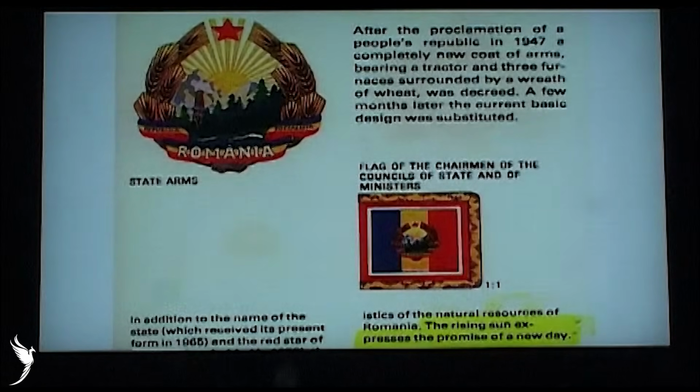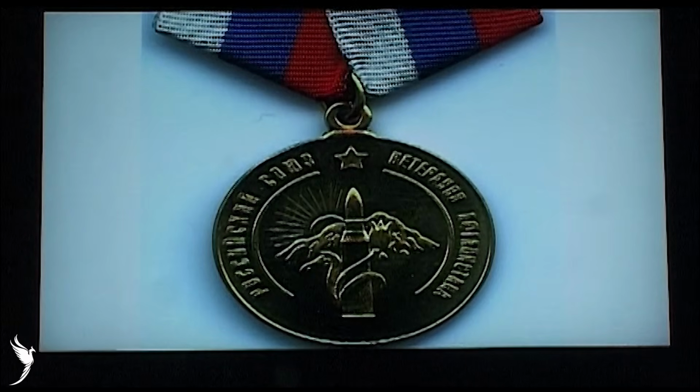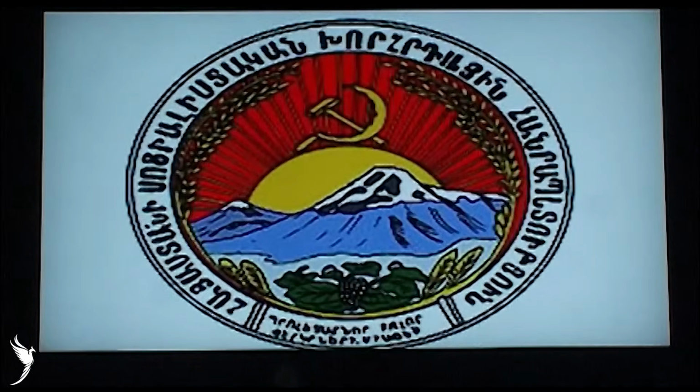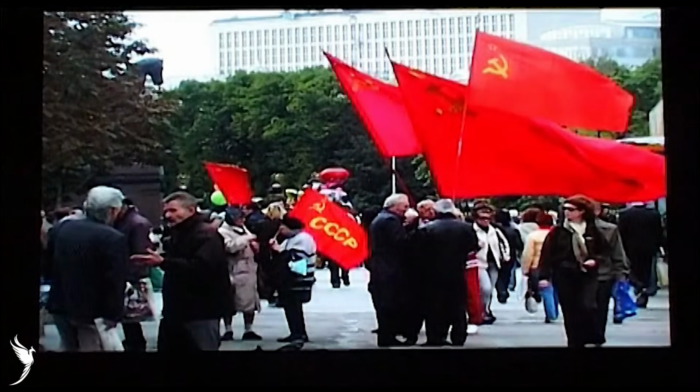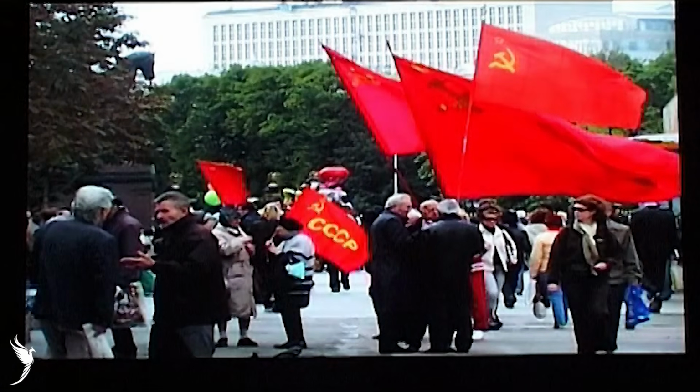Here's Romania. In the Romanian symbol, you'll see on the bottom the rising sun expresses the promise of a new day when the sun is rising on the communist regime in Romania. And Russia, again, even Soviet symbolism everywhere. Now we have something with the sun rising, but a new faction of this is called the Red Dawn. Of course, red was a symbol of communism, and communists were referred to as the Reds.